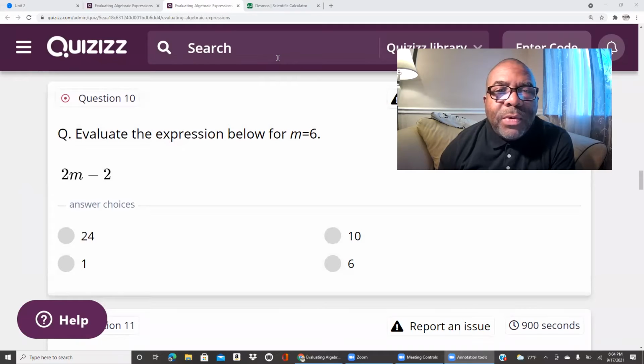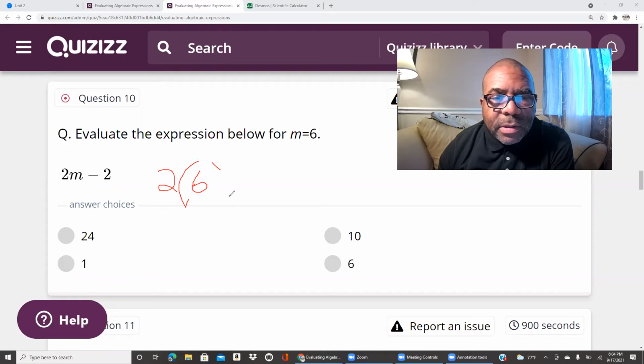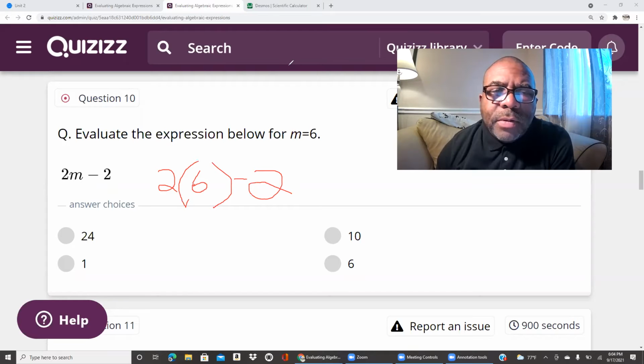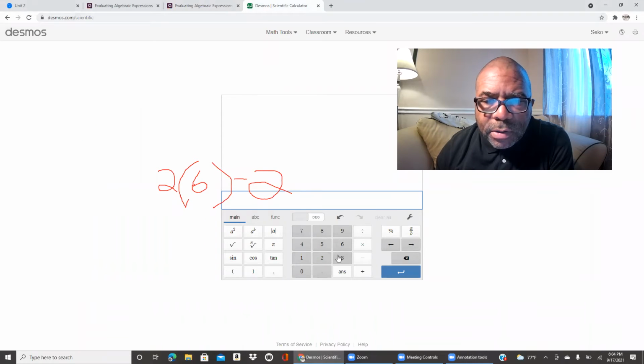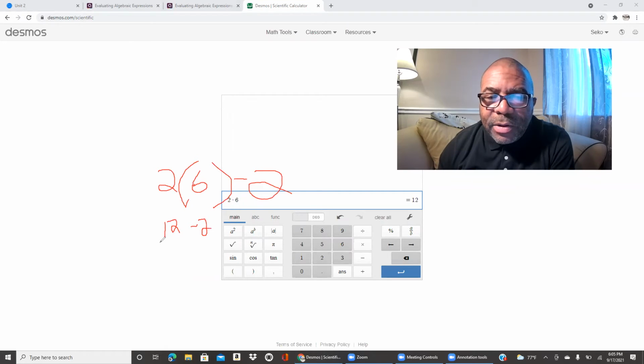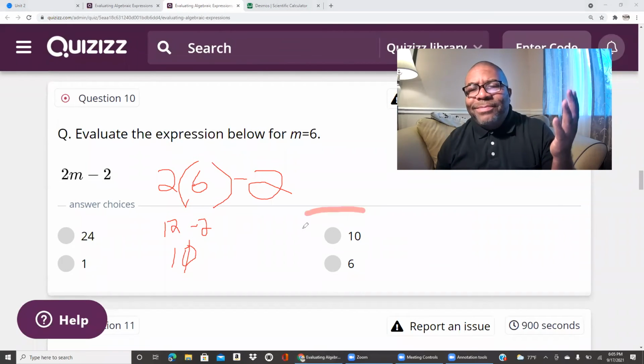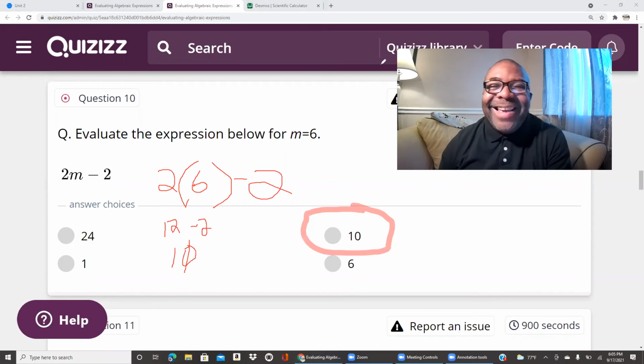Number 10. This is where we're going to end. All right, m equals 6. So 2m, 2 times 6, minus 2. All right, so we can go to decimals. Clear all. 2 times 6 is 12. All right, so we know that that's 12 minus 2. So if you had $12 and you subtracted 2, that's going to leave you with 10. Your answer is going to be 10. So let's see, is there a 10 there? Is there a 10 in the house? Oh, well, yeah. All right. So the answer is 10.